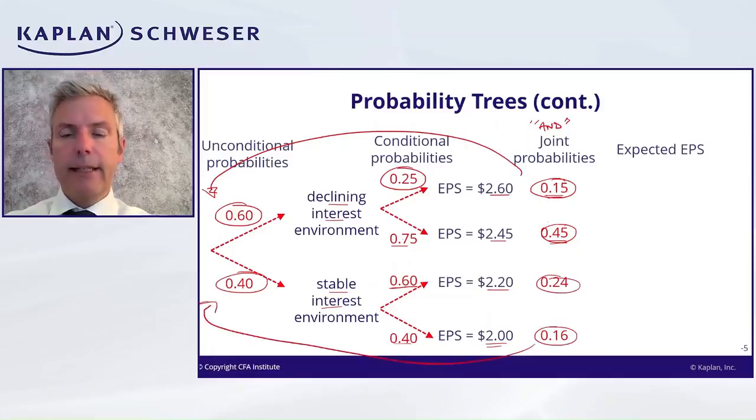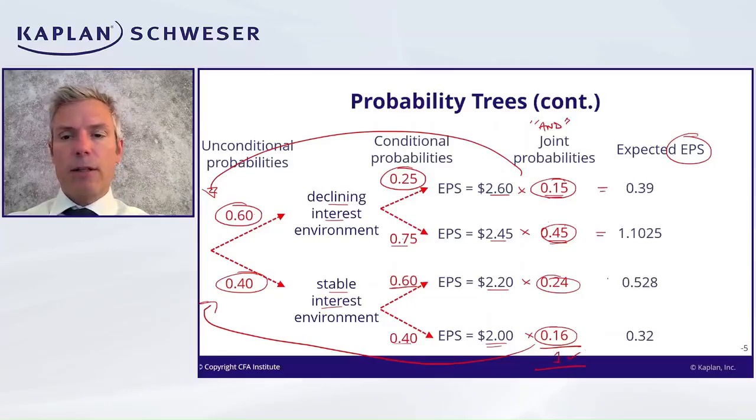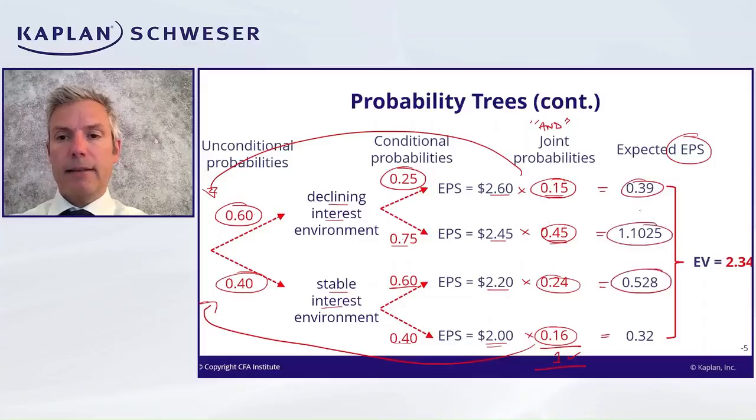Now you can get your expected EPS, because you can just weight the EPS by the probability of it occurring. Check that you've done this right. That should be 100%. Of course, 60 plus 40 is 100%, so you've done it right. That adds up to 1. Multiplying through gives you the probability-weighted EPS. You can add them up, and you'll get the probability-weighted EPS, which is your expected value, 2.34.